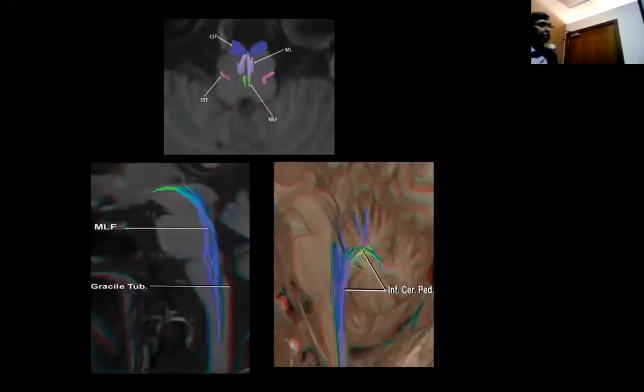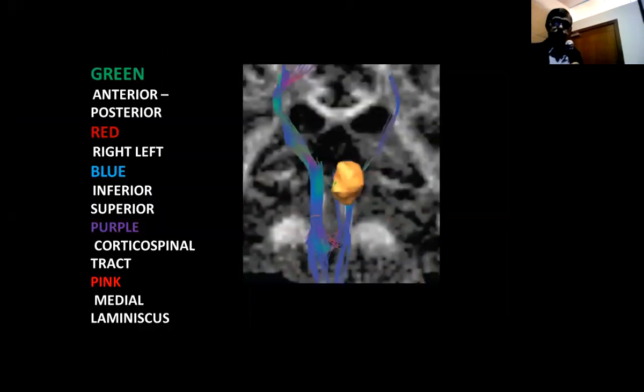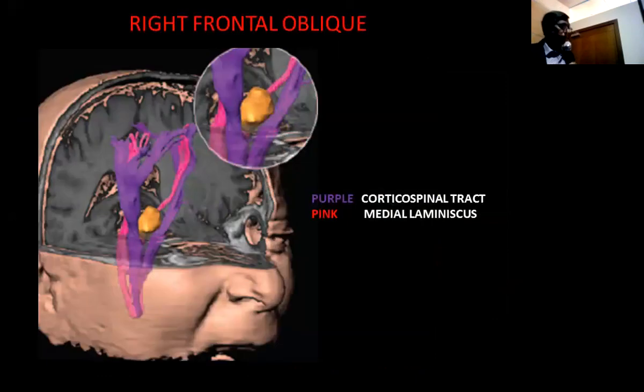So you can see these tracts on the tractography, the long tract and the inferior cerebellar peduncle. As I said, not only do you see the tracts, but you see their relationship with the lesion. And each color code means something. Well, I'm not going to dwell on that, but once you know it, it's easy. Look at this example, which is a right frontal oblique view. The purple is the corticospinal tract, and the pink is the medial lemniscus of the sensory tract. You can see the relationship with the lesion.